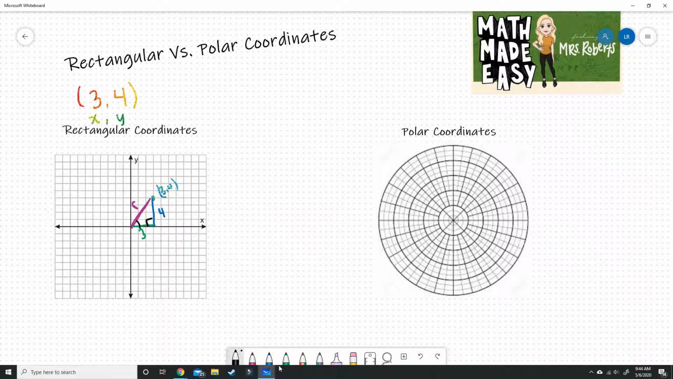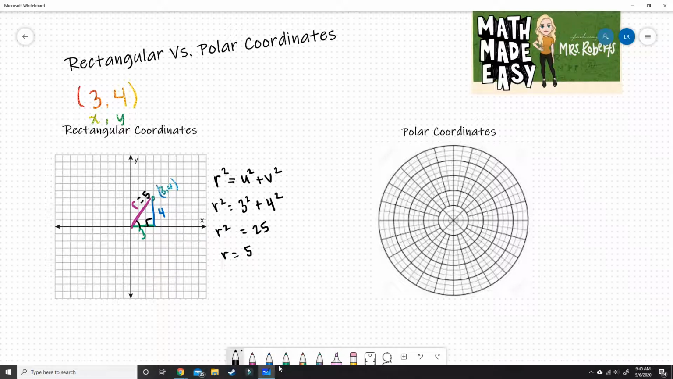So knowing this information right here, I could figure out that r squared is our horizontal component squared plus our vertical component squared, which in this UV coordinate system we normally say u squared plus v squared. So r squared is 3 squared plus 4 squared. So r squared is 25, so r is 5. We just figured that out using our right triangle trig, using the Pythagorean theorem.